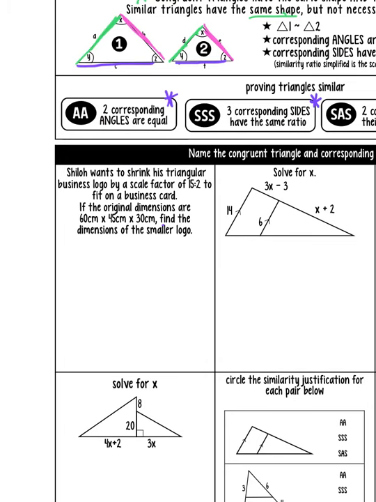So in this first example, Shiloh wants to shrink his triangular business card logo by a scale factor of 15:2. So that means that our bigger triangle is going to be a ratio of 15:2. The original business card had measurements of 60 centimeters, 45 centimeters, and 30 centimeters. We want to figure out what the smaller version of the logo is going to be so it can fit on the business card.